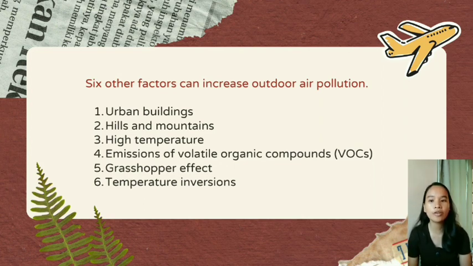Fourth is the emissions of volatile organic compounds, or the VOCs, from certain trees and plants in heavily wooded urban areas, which can play a large role in the formation of photochemical smog. Fifth is the grasshopper effect. It occurs when air pollutants are transported by evaporation and winds from tropical and temperate shore areas through the atmosphere to the Earth's polar areas, where they are deposited. This happens mostly during winter.